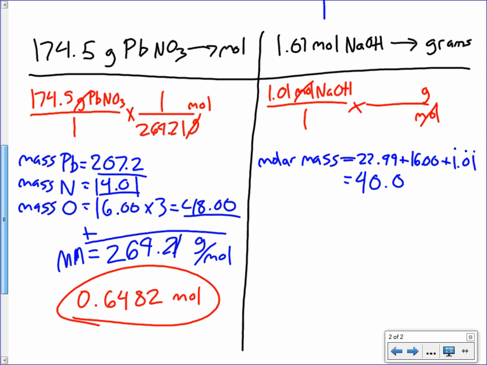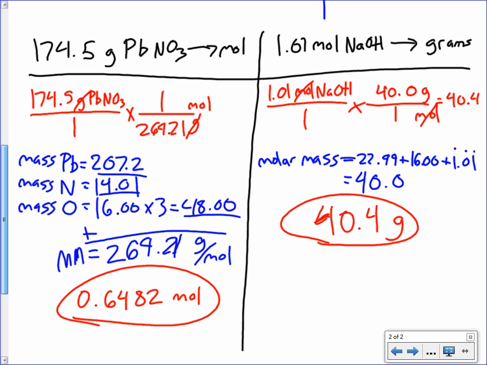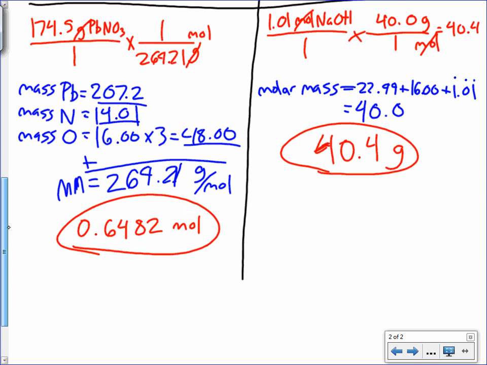Okay, so let's plug that straight in. We had 40 grams in 1 mole of NaOH. So we're going to do 1.01 times 40, and we get 40.4. Okay, so your answer is going to be 40.4 grams. All right, so we are good on that.